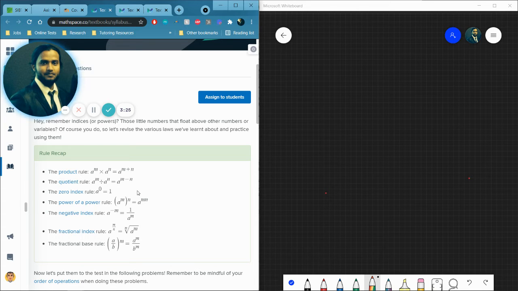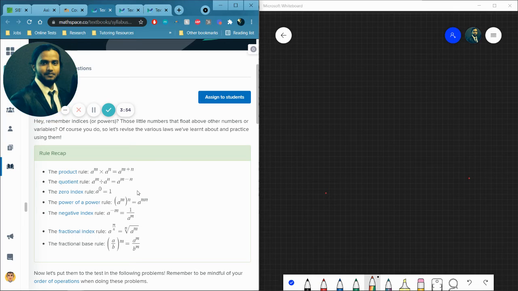Power of a power rule. So what does that mean? It means you have something to the power something, whole to the power something. This is a bit different to the first rule. You are raising something to a power and the whole thing gets raised to some other power. And it says simply the powers get multiplied. So this is the power of a power rule.